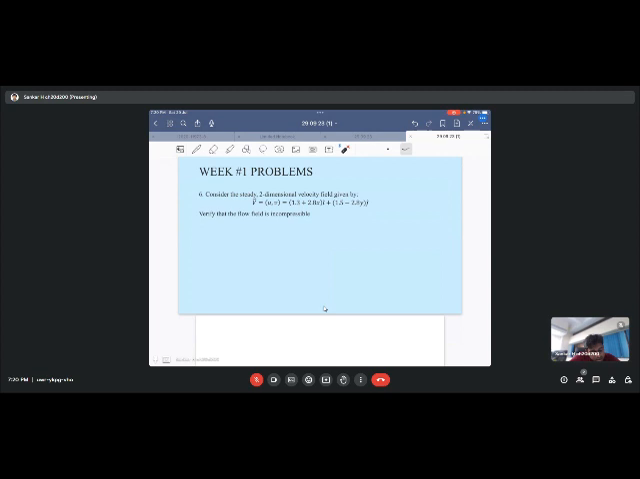Consider the steady two-dimensional velocity field given by vector V equal to the u and v components given by (1.3 plus 2.8x) times i cap plus (1.5 minus 2.8y) times j cap. So the u component of velocity is this, the v component of velocity is this.